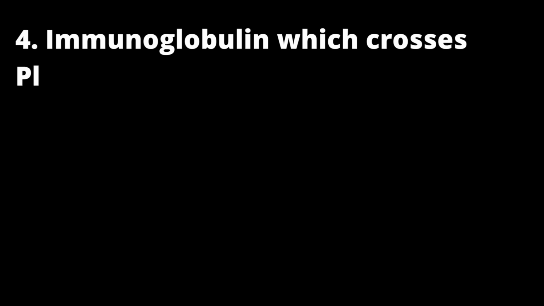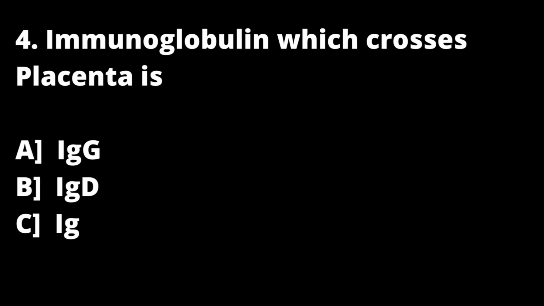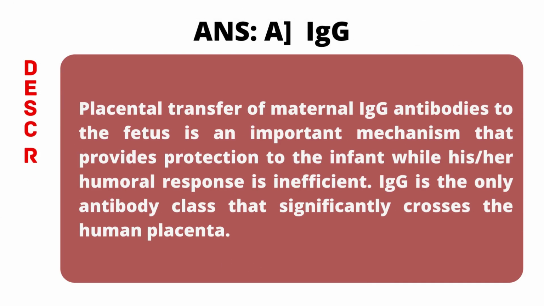Question 4. Immunoglobulin which crosses placenta is dash. A. IgG, B. IgD, C. IgM and D. IgE. The right answer is A. IgG. So IgG is a very important immunoglobulin that provides protection for the fetus because it is the only immunoglobulin that can pass through the placenta.